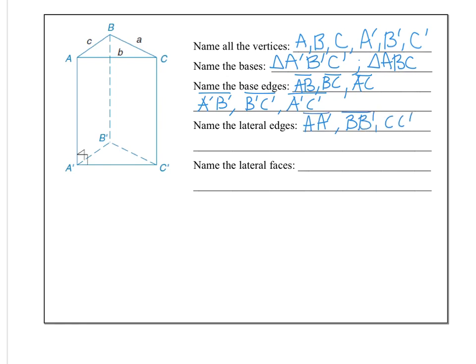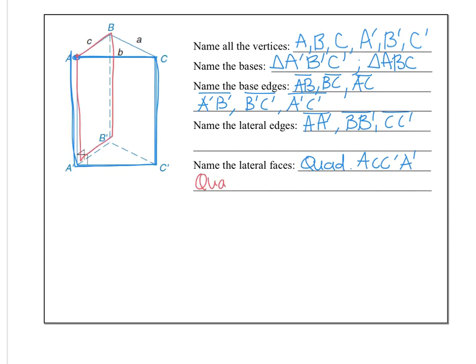When we're talking about the lateral faces, this is one of them, for example. That's a face. So I could say quadrilateral A, C, C prime, A prime. You have to go in the order. So if I start here and I go A, C, then C to C prime, and then to A prime, and then I go back up to A. Another face is back here. So we can write that one as quadrilateral A, B, B prime, A prime. And then last but not least, we have this guy over here. So that would be our quadrilateral B, C, C prime, B prime.